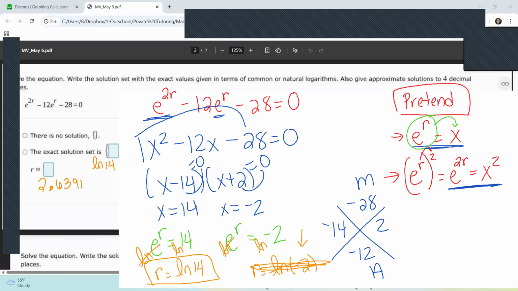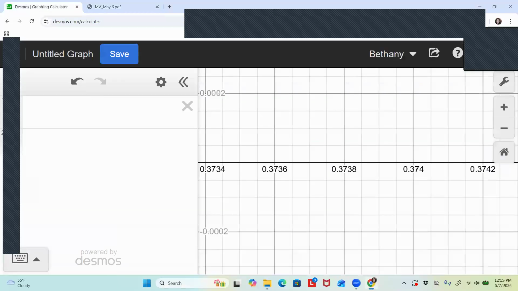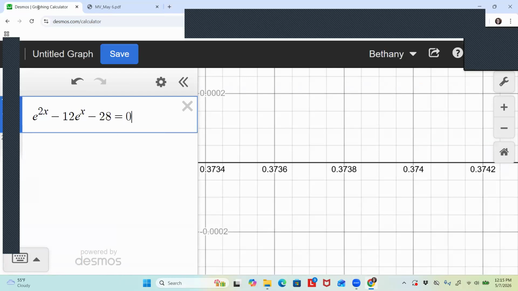2.6391 rounded. Much easier than the first one. The pretend is your trick to this one to make it a pretty easy algebraic solve. And again, we could check. So that would be e to the, I'm going to do 2x. Desmos doesn't know r. Minus 12, e to the x, minus 28.